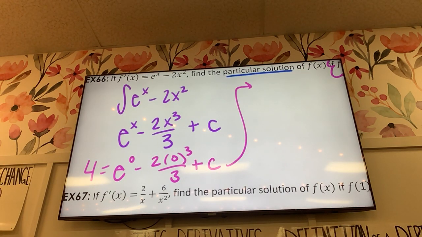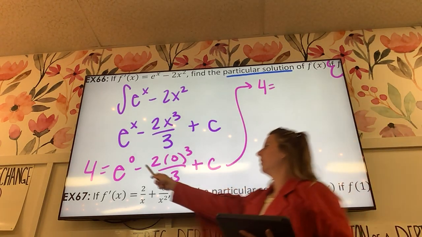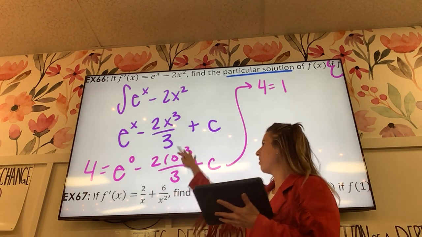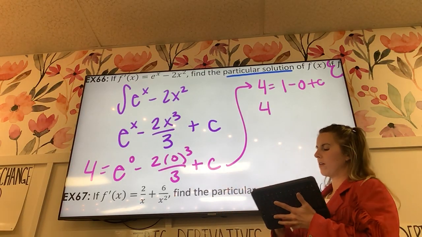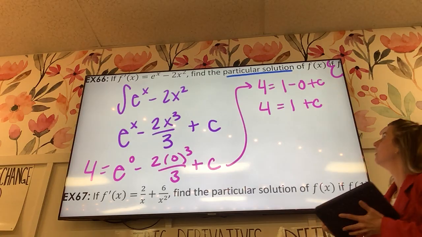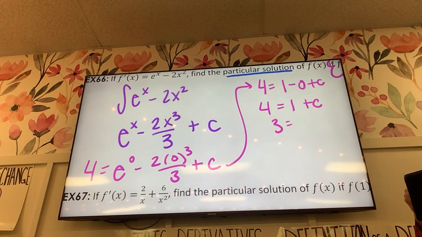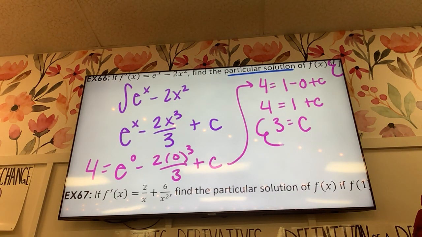All right, what is e to the 0? 1. And then all of that is going to just be 0. So you get 4 equals 1 plus C, which means that C is 3.